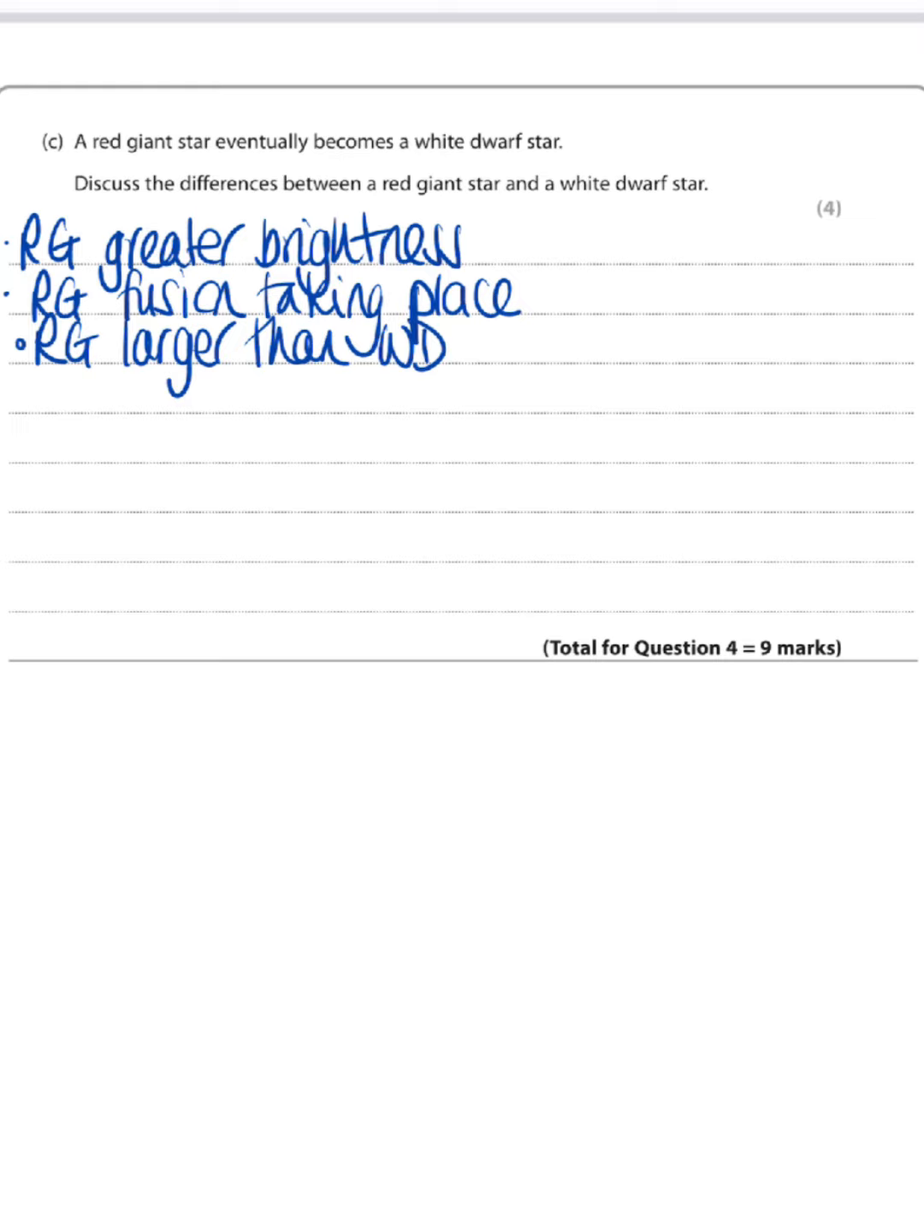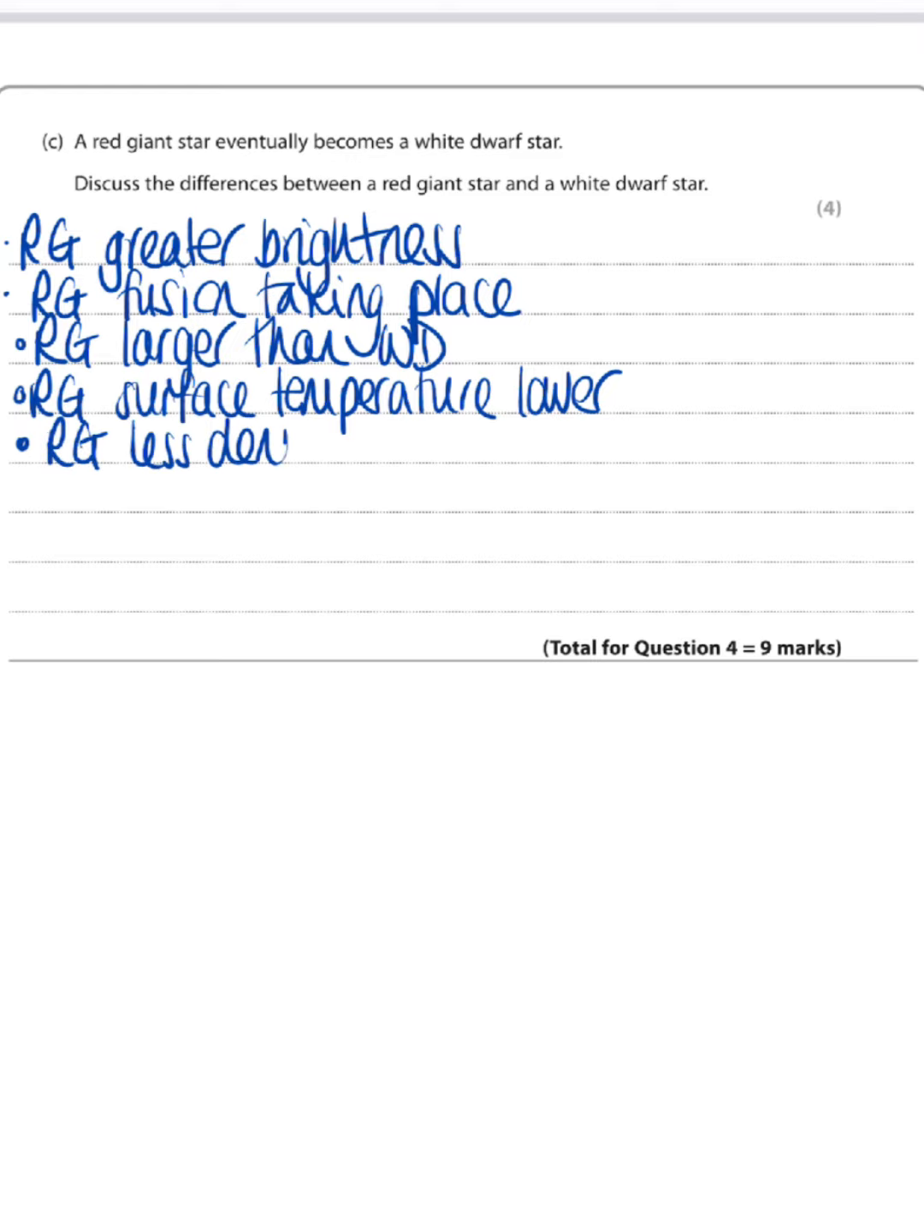And actually, the white dwarf, if you remember, is a very hot, dense core that remains, and therefore the surface temperature of a red giant is lower than it is for a white dwarf. So the surface temperature is lower than it is for a white dwarf. As I previously mentioned, that white dwarf is a hot, dense core, so therefore the red giant is less dense than a white dwarf. So that's another option you could have. Do of course make sure you are writing out the full words. So any from that list you need to give 4.